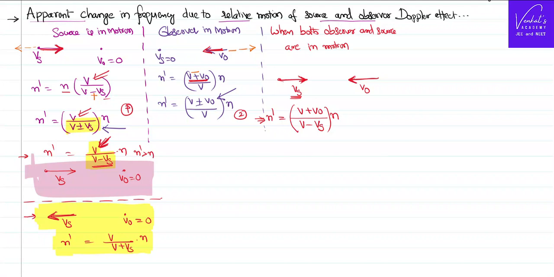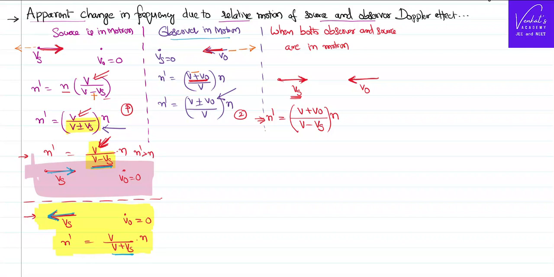That can be simply explained on this basis. Whenever a source is approaching, the denominator will have a minus. Whenever a source is going away, the denominator will have a plus in the equation. The same is the case with an observer in a state of motion.